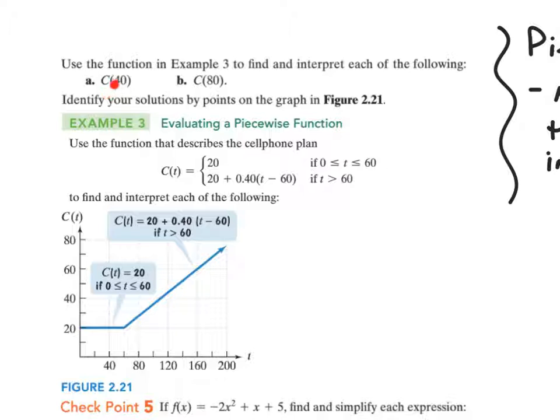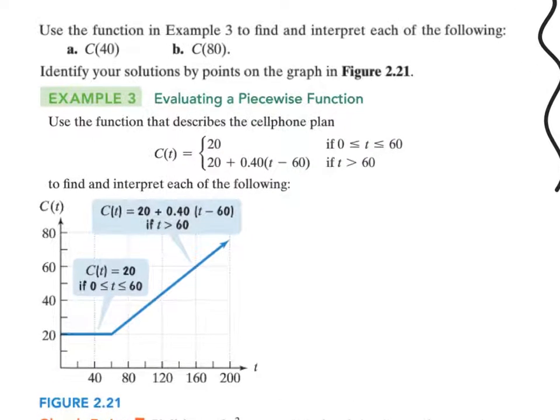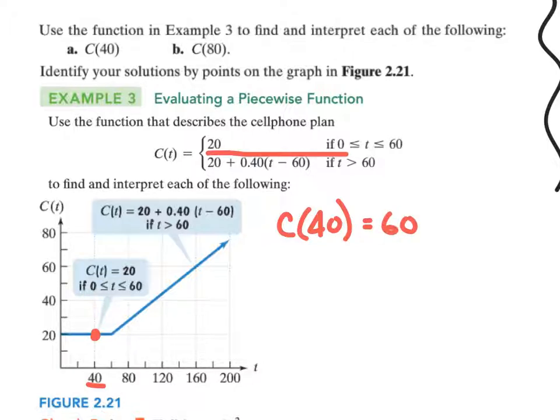So we want to find c of 40 and we want to find c of 80. Now, when I'm finding c of 40, let me zoom in just a little bit. If I'm finding c of 40, 40 is my x value. So I'm going to use this value here, and I can answer this question on the graph. I can say, well, when t is 40, my y value is 60. I could also use this part of the graph too.